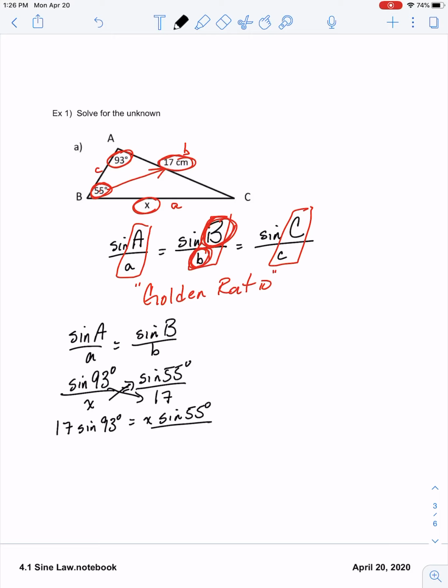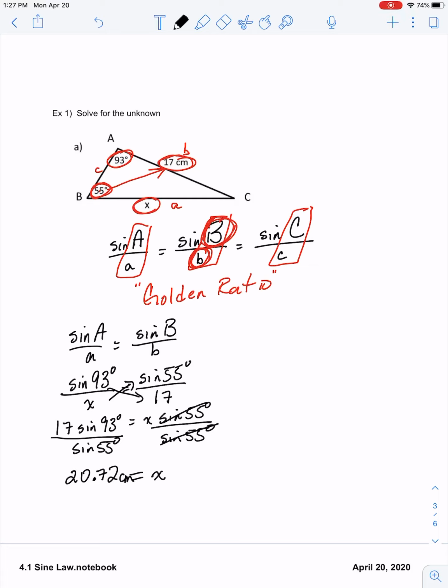Now to isolate X, we need to divide both sides by the sine of 55. That will cancel that out. You're left with X equals, and then you just do the calculation. Be careful on your calculator that you put your brackets around your angles and you don't put brackets around anything more. So 17 times the sine of 93 degrees equals, and then I divide that by the sine of 55. So my answer is 20.72, and that'll be centimeters in this case.